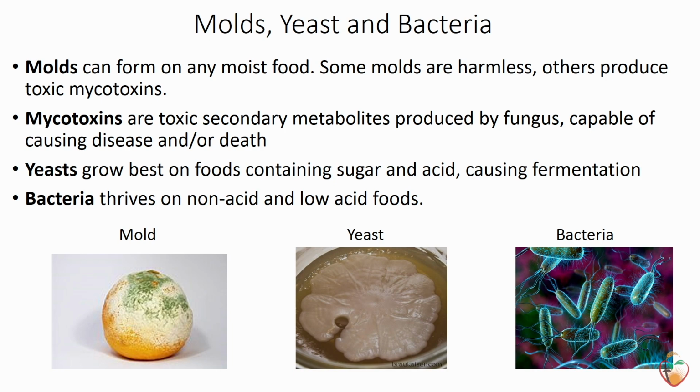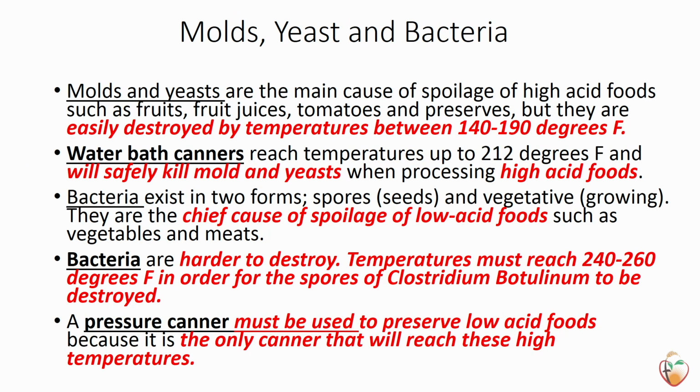Molds can form on any moist food. Some molds are harmless and others produce toxic mycotoxins. Mycotoxins are toxic secondary metabolites produced by fungus, capable of causing disease and even death. Yeast grow best on foods containing sugar and acids, such as jelly, causing fermentation. Bacteria thrive on non-acid and low-acid foods.